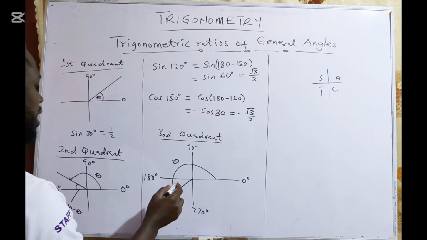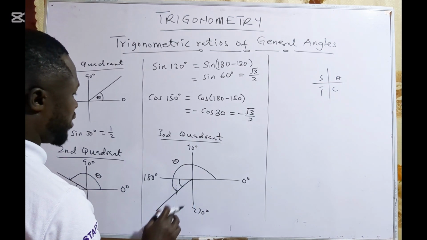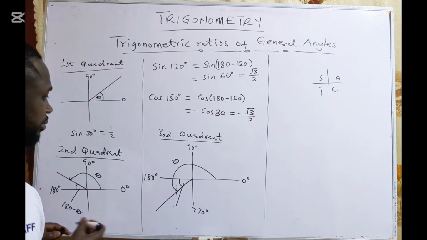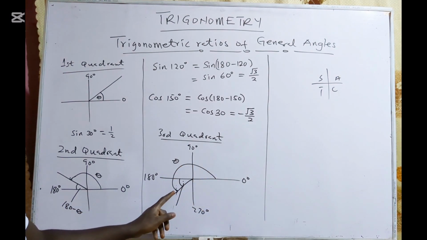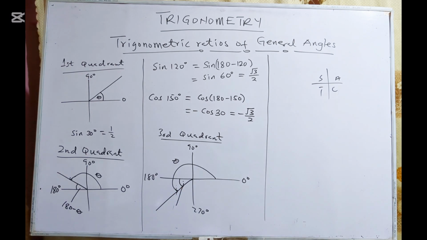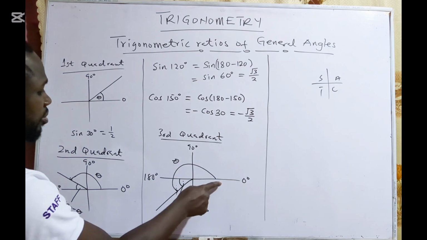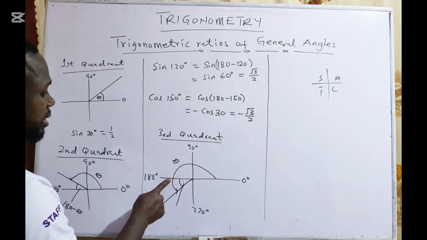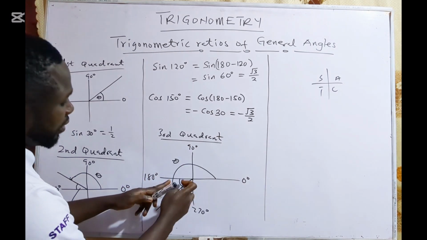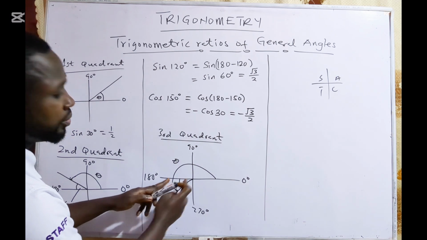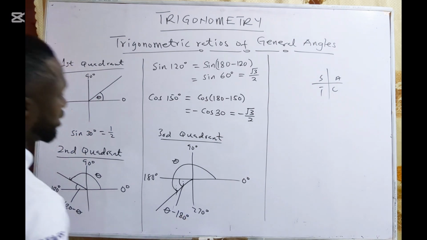So how do I get the angle here, this particular angle? What we should know is that from here to here is theta. It means that the angle is more than 180. So if from 0 to this place is 180, it means that if I subtract 180 from the angle, I'll get this particular angle here. Is that not so? Yes. So the acute angle will be theta minus 180 degrees.